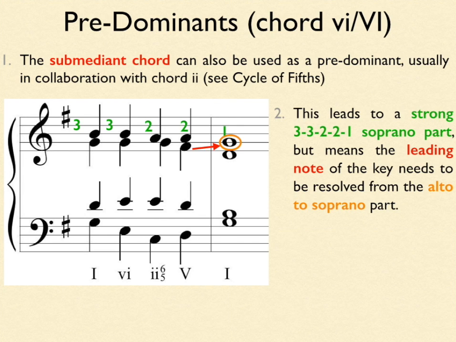And then you're moving to chord 6, and then to your chord 2, 6, 5, and then your chord 5, and then to your chord 1. So it leads to a very strong 3, 3, 2, 2, 1 soprano line. And again, you can see how the leading note rises, in inverted commas, to the G, your tonic. So leading note going up to the tonic.